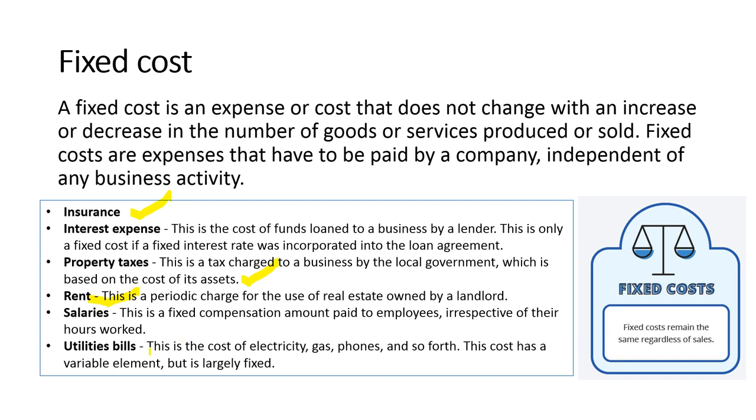So then we have utility bills like gas, electricity, and so forth. This is also a fixed cost. It doesn't matter how much you do, you still need to pay your gas, electricity bills, and so on. So fixed costs remain the same regardless of sales. So these are the costs that stay the same, no matter how much or how many products your business makes.